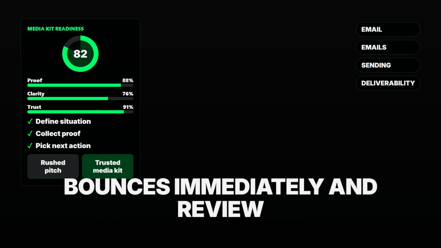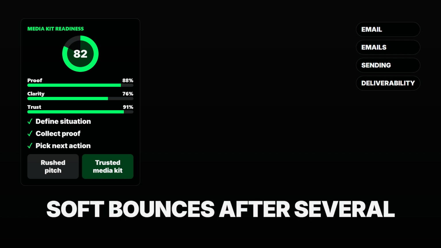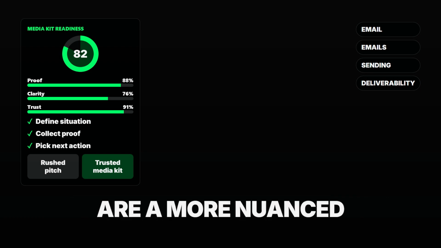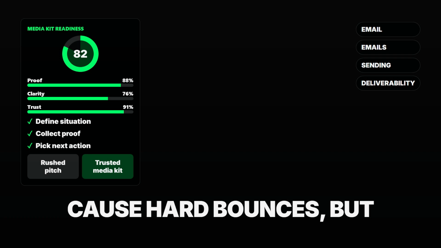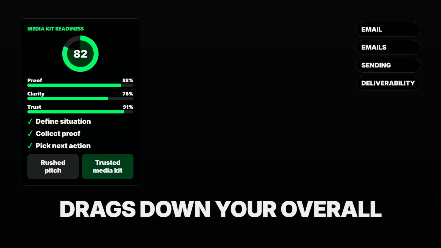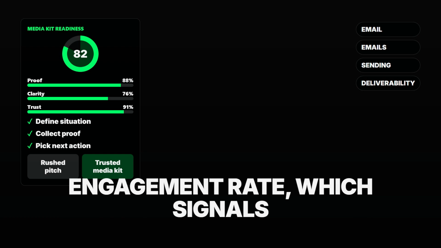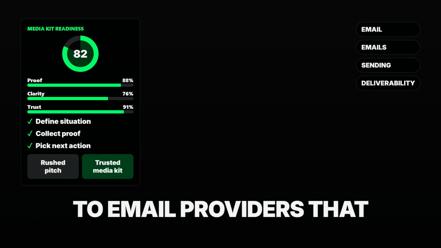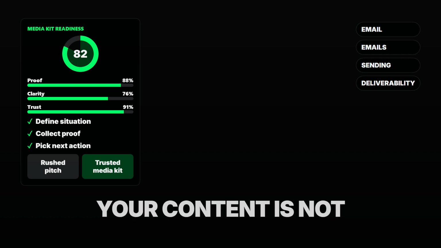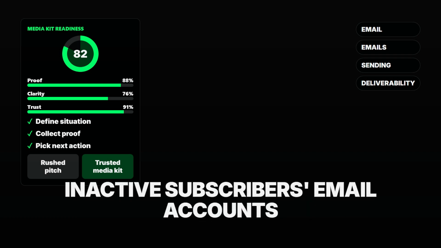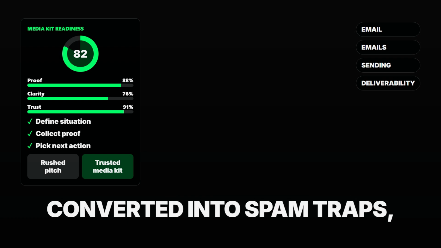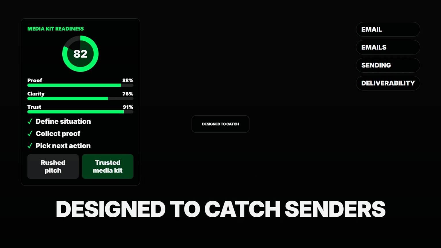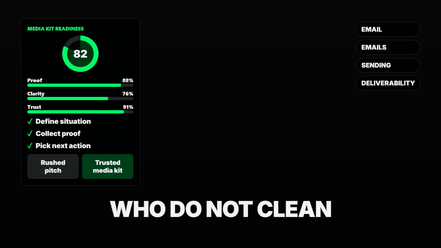Inactive subscribers are a more nuanced problem. They do not cause hard bounces, but their lack of engagement drags down your overall engagement rate, which signals to email providers that your content is not valued. Over time, some inactive subscribers' email accounts become abandoned or get converted into spam traps, which are addresses specifically designed to catch senders who do not clean their lists. Sending to a spam trap can severely damage your sender reputation.